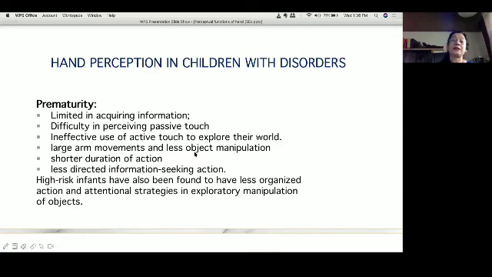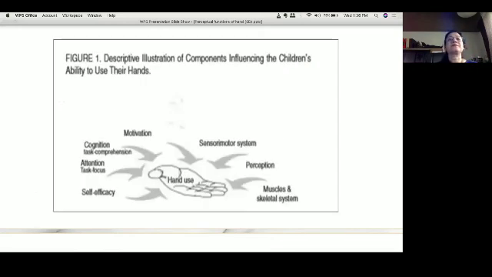We all know that kids with prematurity have a limited capacity in acquiring information. That's because of their entire system. They have difficulty in perceiving passive touch and ineffective use of active touch to explore their world. They have large arm movements and less object manipulation. There's a shorter duration of action; they don't persist for a long time. They have less directed information-seeking action, and high risk infants have been found to have less organized action. We all know this. Therefore, attention strategies to explore are missing.